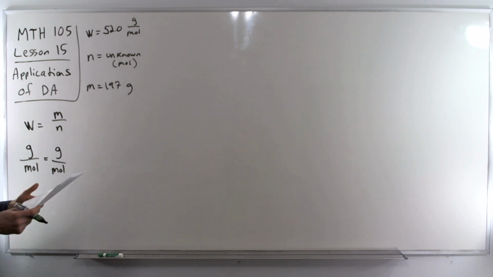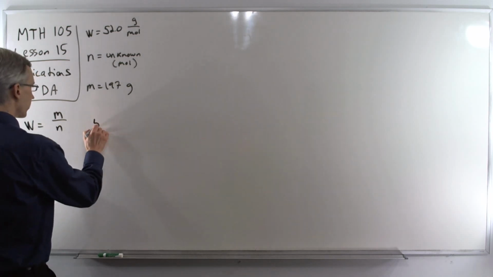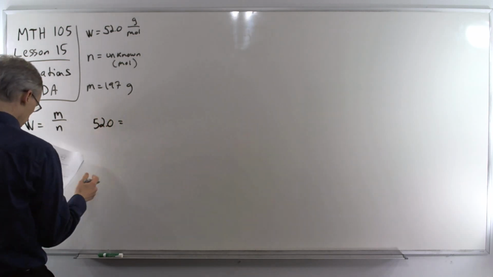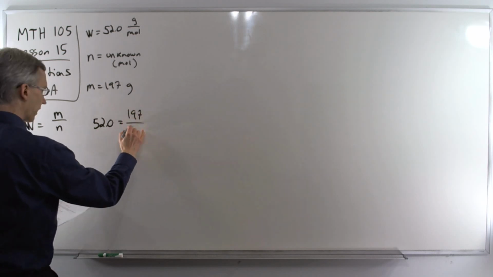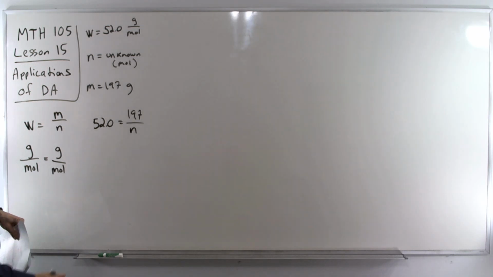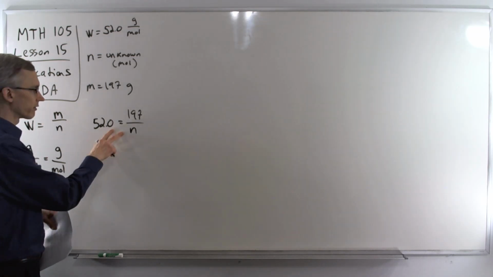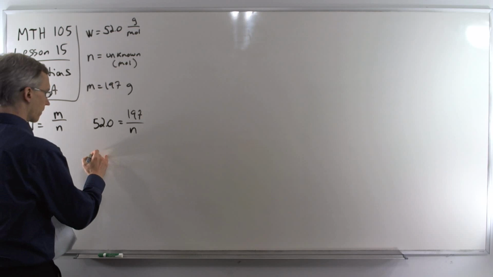And now we can plug in our values. For W, we got 52.0 equals 197 for M, and N on the bottom. Now we need to use a swap trick again, and that just keeps coming up over and over again. So this is a really useful trick. Make sure you've got this one down.